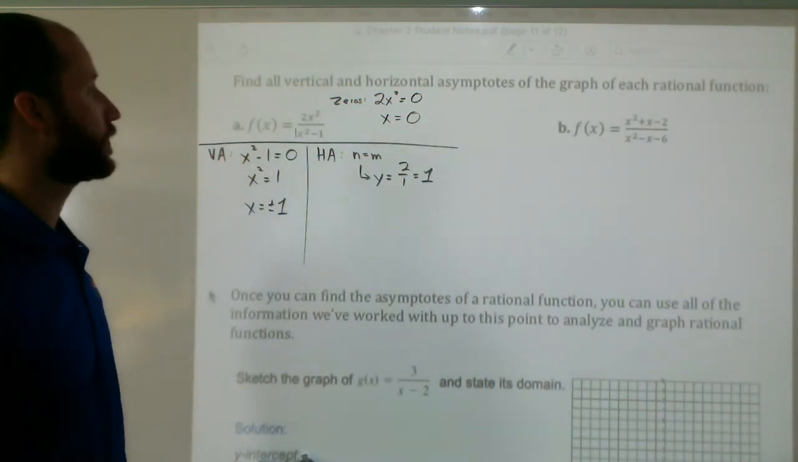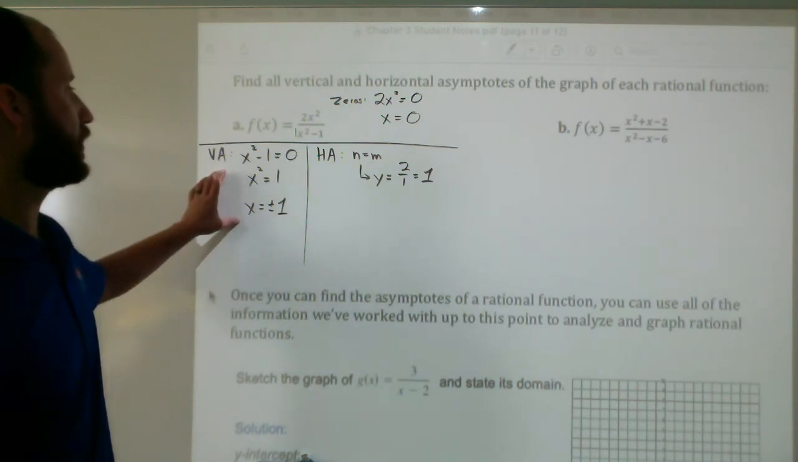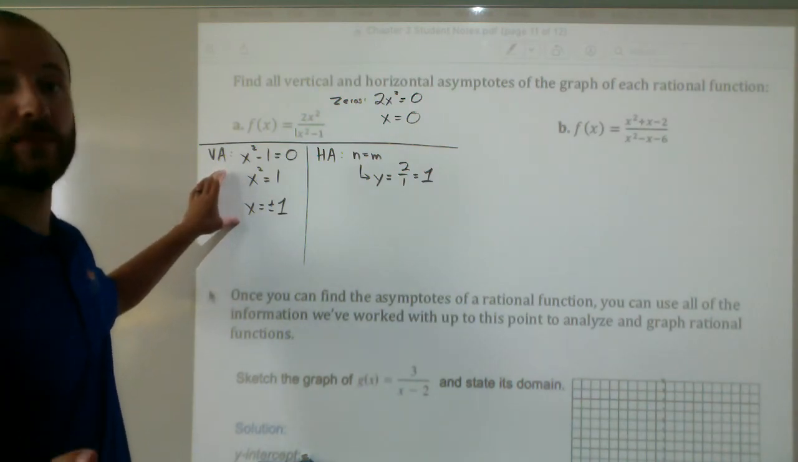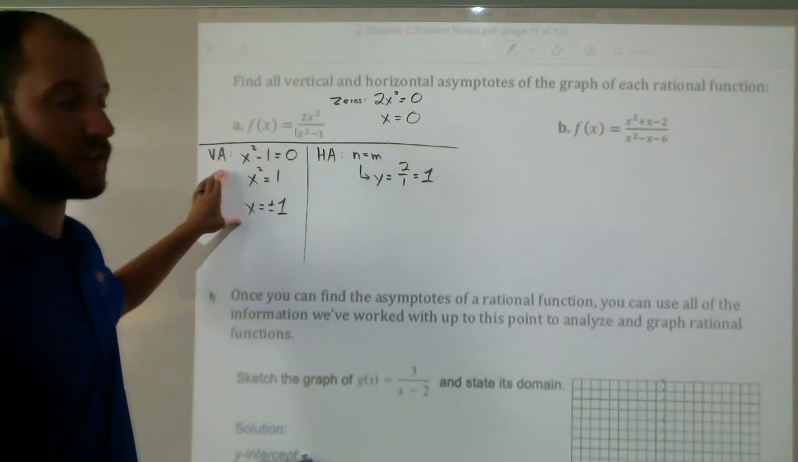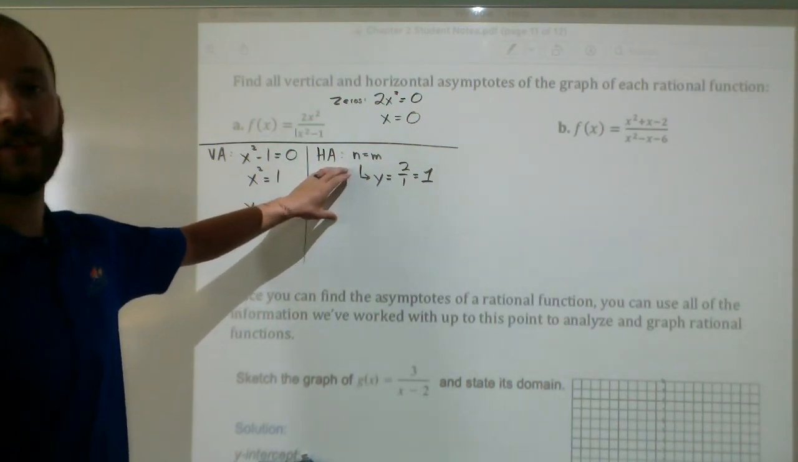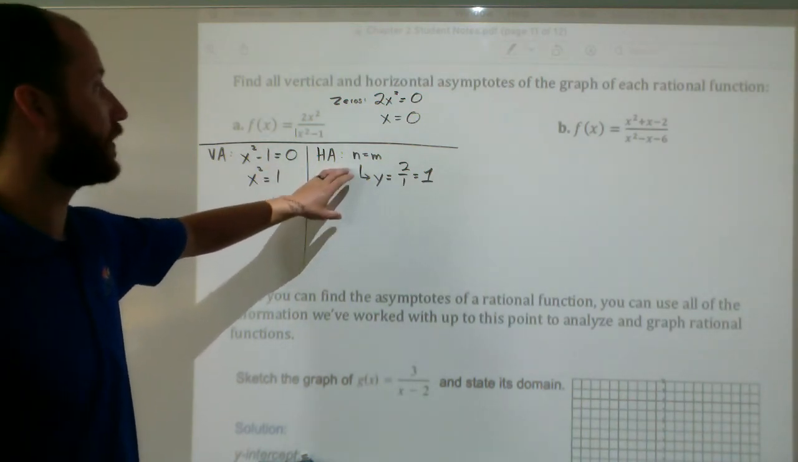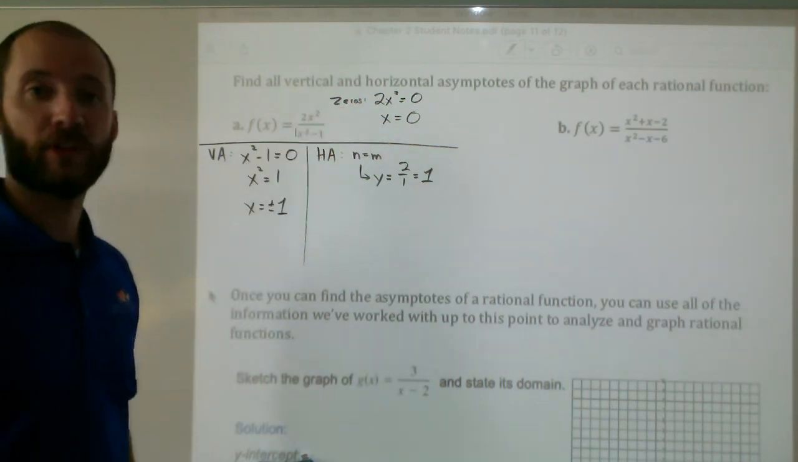All right? So vertical asymptotes, set your denominator equal to 0. Horizontal asymptotes, look at the degree of top and bottom, compare them. Zeros, set your numerator equal to 0.